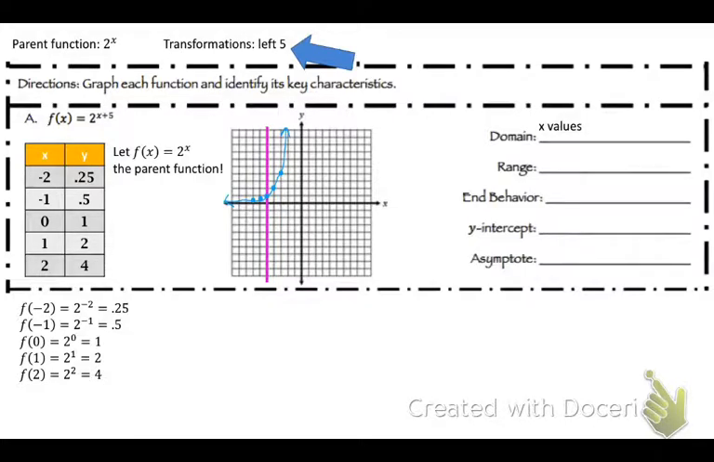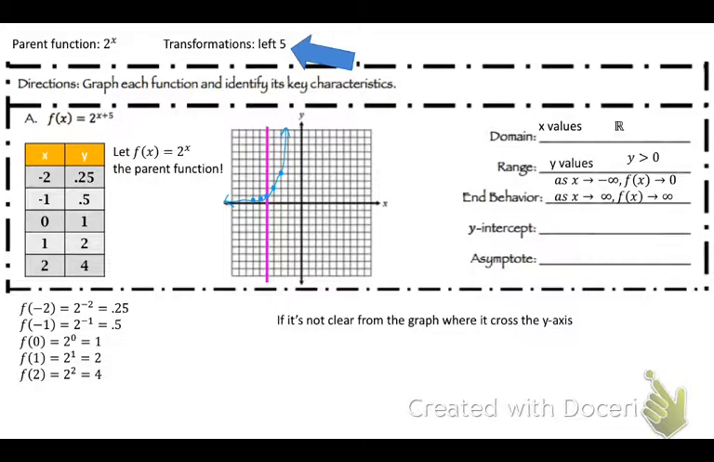Now, my domain on this is my x values, so that's all real numbers. My range is the y values, so that's y is greater than 0 because y never crosses that line, never goes below 0. And for end behavior, as x goes to negative infinity, f of x goes to 0, and as x goes to positive infinity, f of x goes to positive infinity.